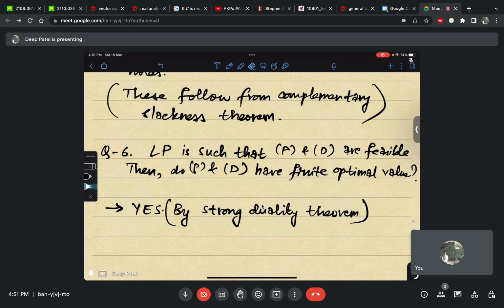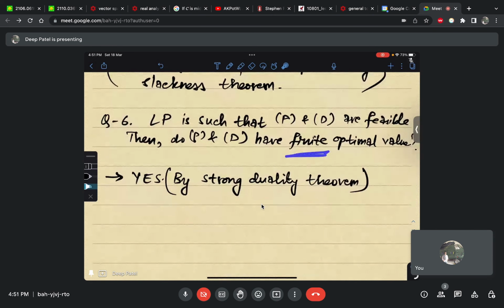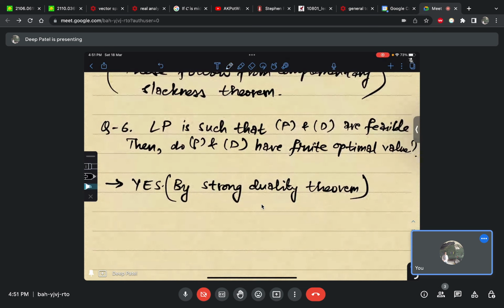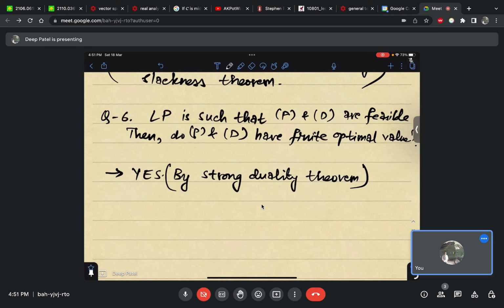Okay, but they still can be the optimal values, right? Yeah. Here I think they are just asking whether they have finite values, not whether they are the same. I think I read the question incorrectly. Finite is fine, but they need not be the same in the case of general optimization problems. Then there will be a duality gap, right? Yeah. Got it.